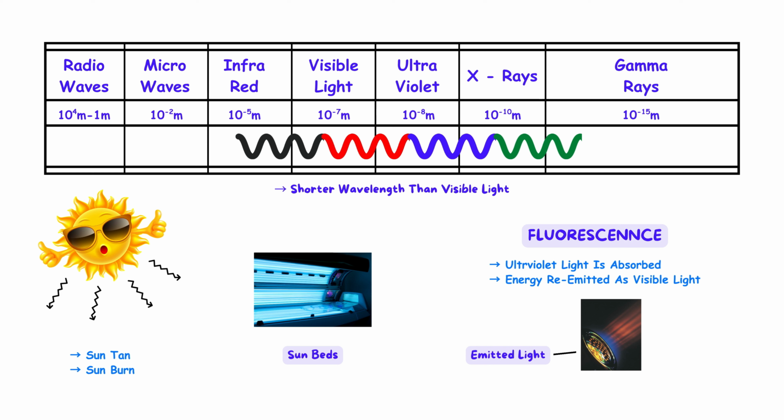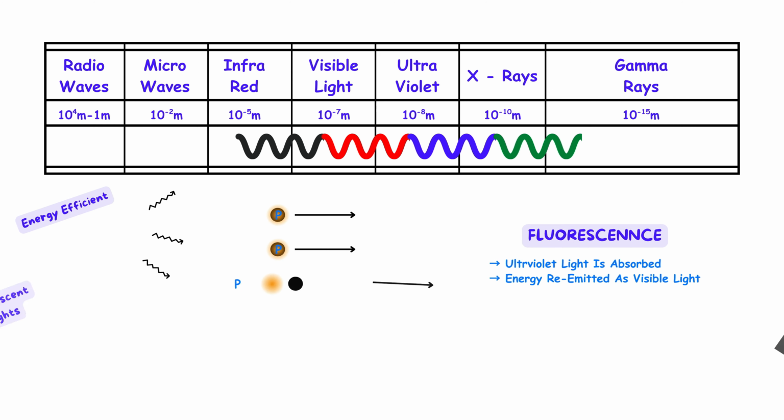A more complex but fascinating concept related to ultraviolet light is fluorescence. Certain materials and chemicals possess the property of fluorescence, which means they can absorb ultraviolet radiation and then re-emit that energy as visible light. This is why fluorescent paints appear to glow so brightly. They are not just reflecting light like most materials, but are actually emitting visible light due to the energy absorbed from ultraviolet radiation. This principle is also used in fluorescent lighting systems.